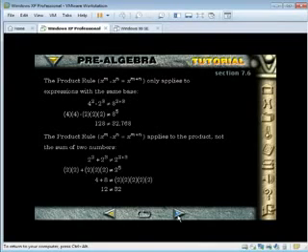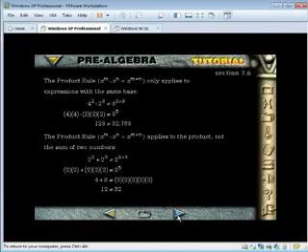The product rule, x^m times x^n equals x^(m plus n), only applies to expressions with the same base. 4 squared times 2 cubed is not equal to 8 raised to the power 2 plus 3. 4 times 4 times 2 times 2 times 2 is not equal to 8 raised to the power 5. 128 is not equal to 32,768.